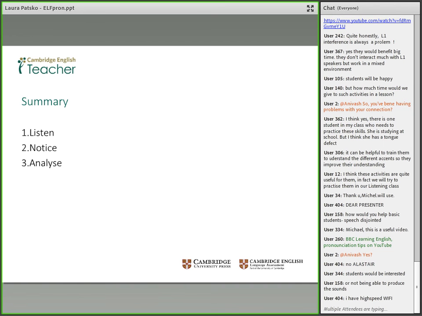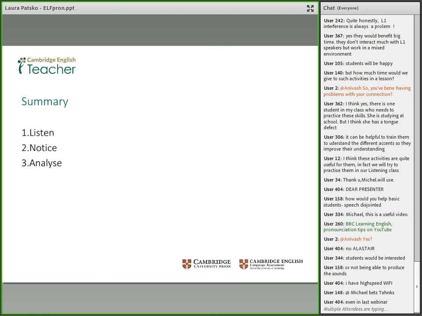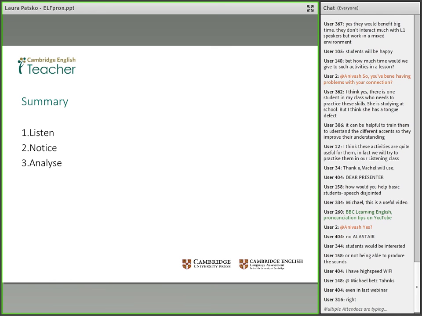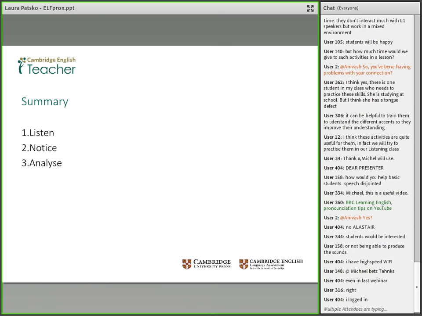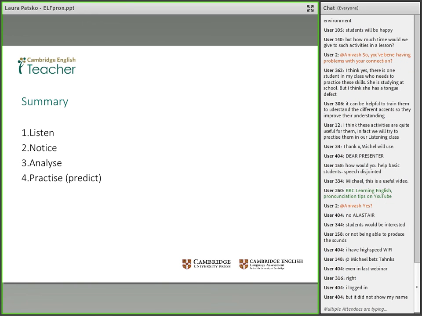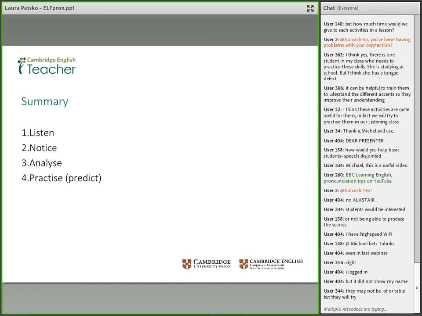Then comes the analysis. I said at the beginning that exposure is not enough. So here you need to focus the learner's attention on one particular thing. And then you put the theory into action, okay? You practice, you predict, you flick on that switch.